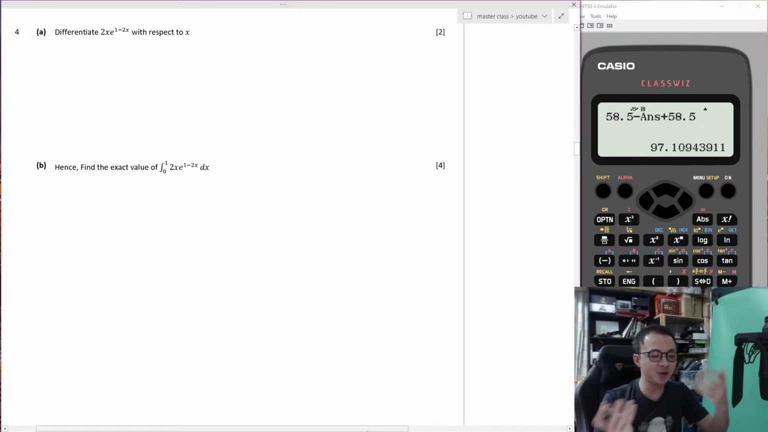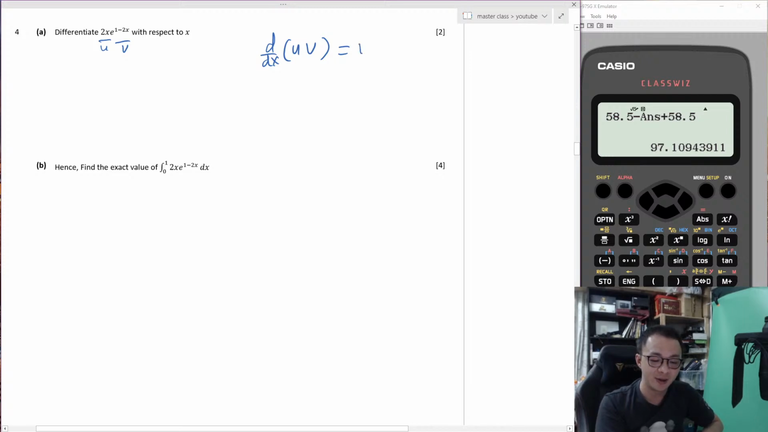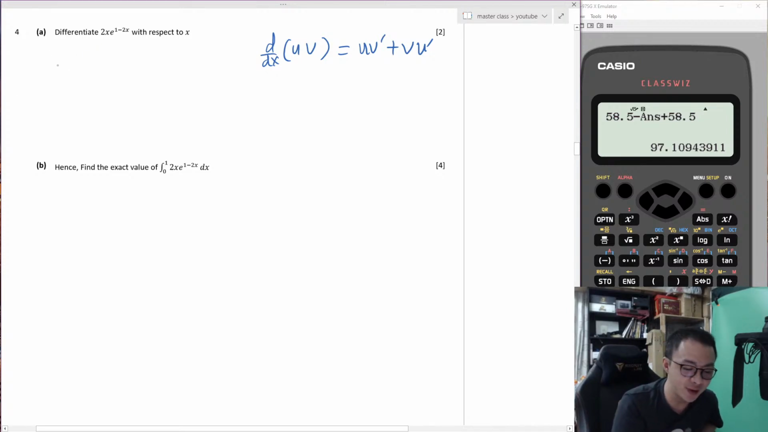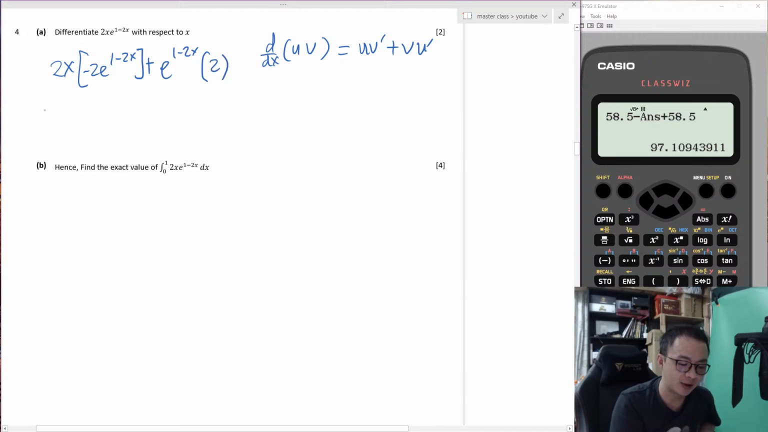Okay, differentiate this one, use the product rule. This one is u, this one is v. When we differentiate uv, we actually get u dv plus v du. So let's do it. U first, this is 2x. If I differentiate this one, I should get -2e^(1-2x), minus 2x, plus e^(1-2x), and then this one will be 2. Alright, then I got my answer.